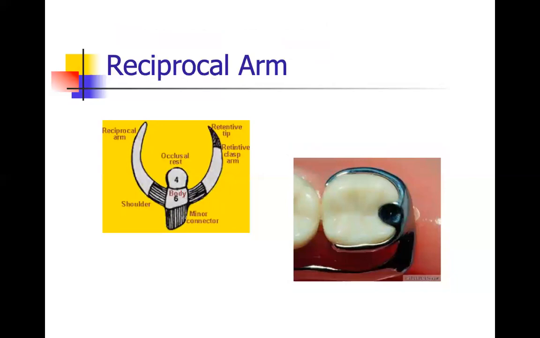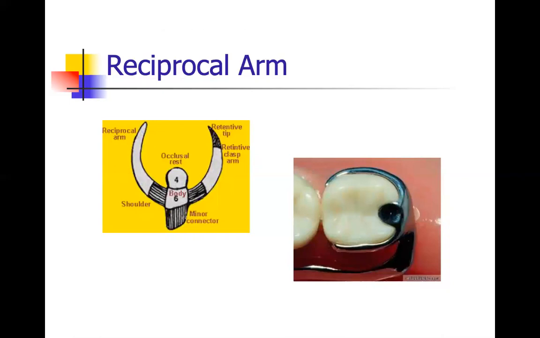The reciprocal arm of the clasp is a rigid arm, this one. This is the retentive arm and this is the reciprocal arm. The reciprocal arm of the clasp is a rigid clasp arm opposite to the retentive clasp arm and is placed above the height of contour on the side of the tooth.